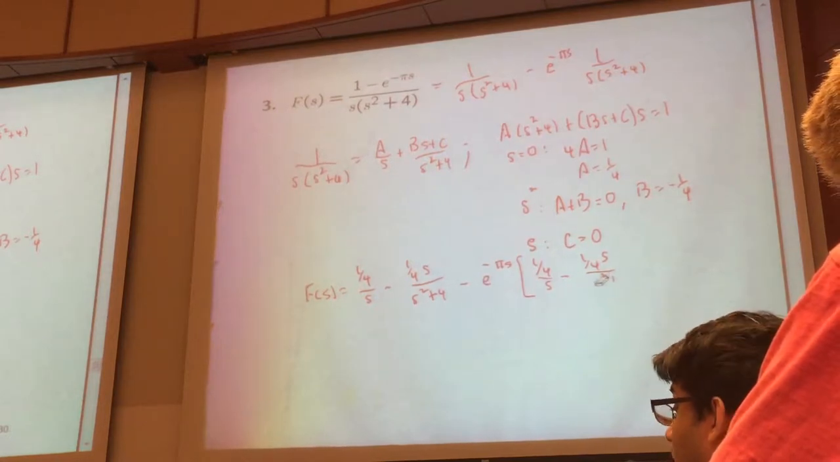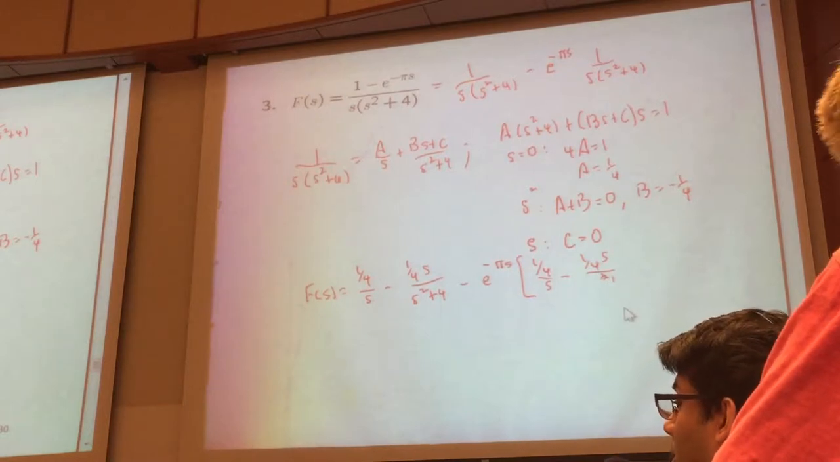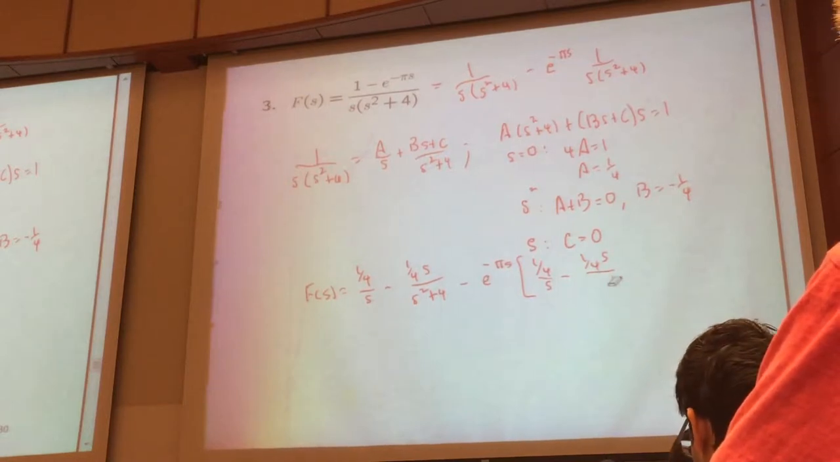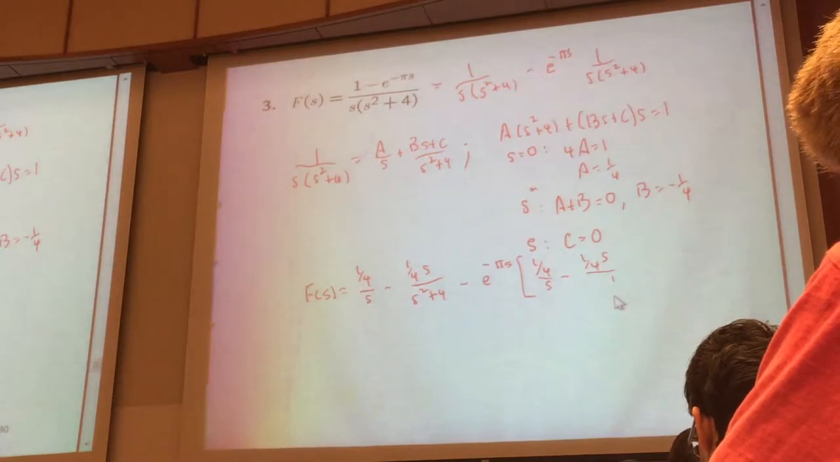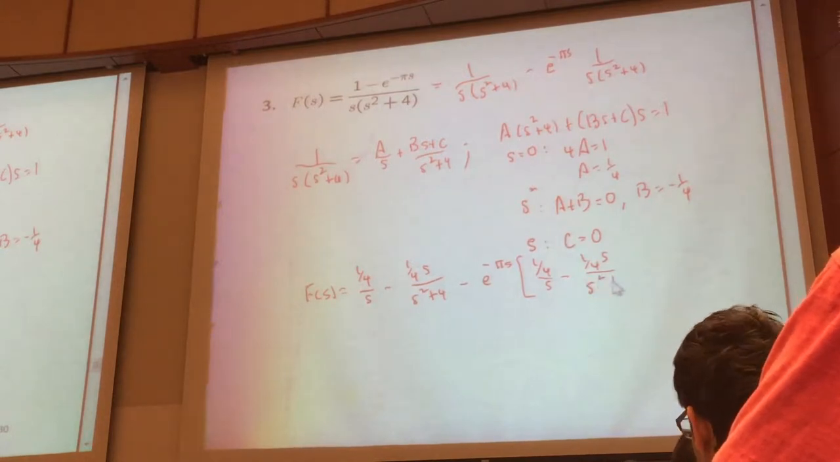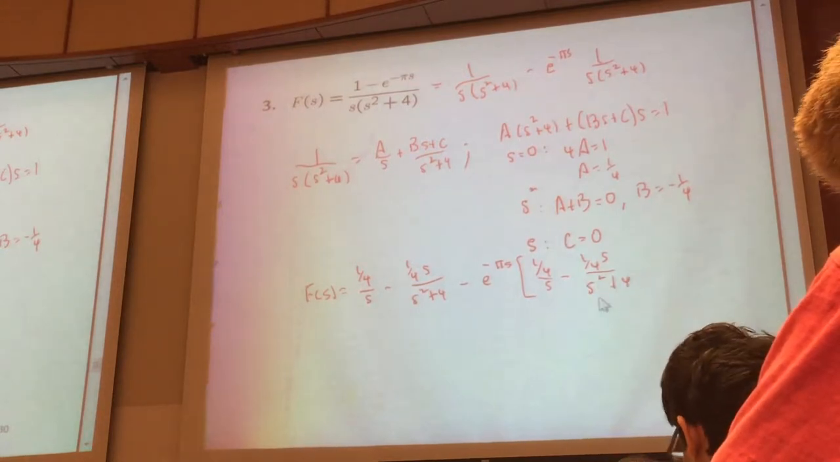Apologize for the writing. This podium here is very shaky for some reason. Or I'm shaky, one or the other. S squared plus 4. I think it's the podium and not me.